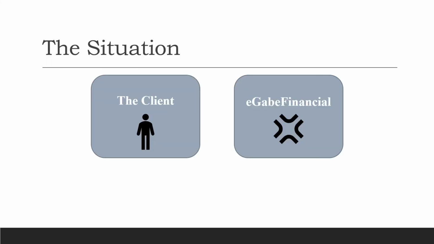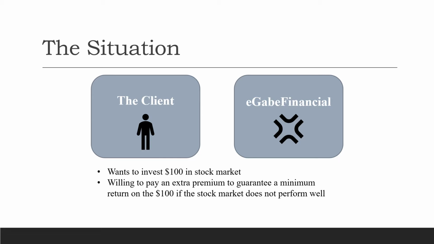Okay, let's come up with a situation where a financial services company might need to use a dynamic hedging strategy. Here we have a financial services company called eGape Financial. The client wants to invest $100 in the stock market. The client is willing to pay an extra premium, or a small extra amount of money, to guarantee a minimum return on the $100 if the stock market does not perform well. And I, as a financial services company, want to provide this service to the client.